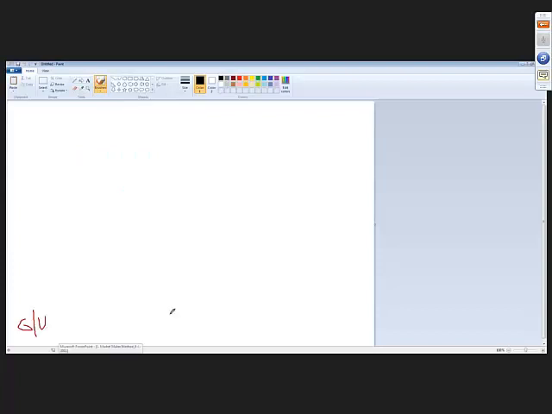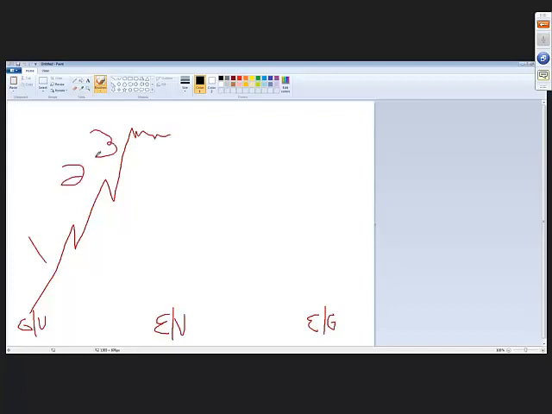Pound dollar. Euro dollar. Euro GBP. All right? So here's what happens. GBP breaks, hits the high, 3 levels, goes sideways. 1, 2, 3. GBP's at level 3. Euro breaks and is at level 2.